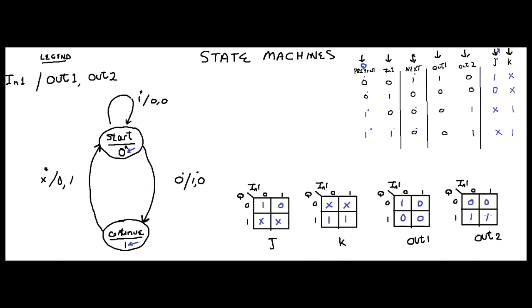Now, the next thing we want to do is group. Okay? So, if I was grouping this one, remember an X can be either a 0 or a 1, right? So I would group it this way.